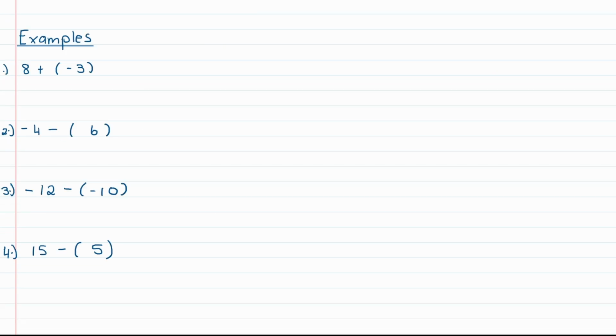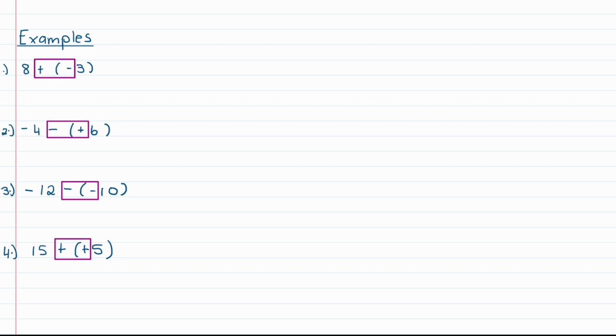Let's try some examples. Since I have brackets, I'm going to begin by putting in some batteries. But hang on, in the second example, there is no sign with the 6. What is always hidden in front of a positive number? The plus sign. So I can insert it and then continue to insert my batteries. The same can be done for the positive 5 in question 4.